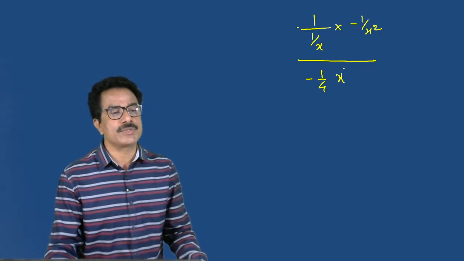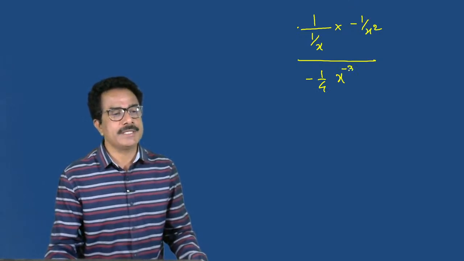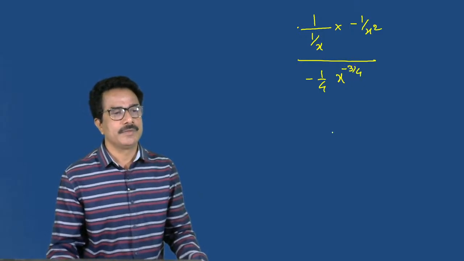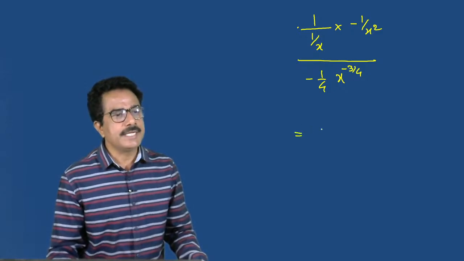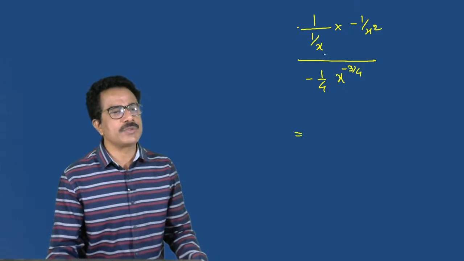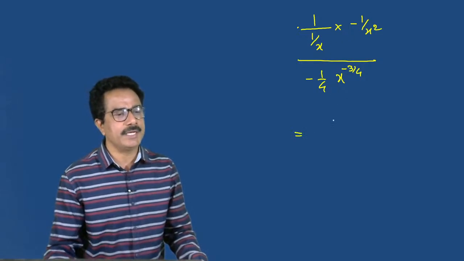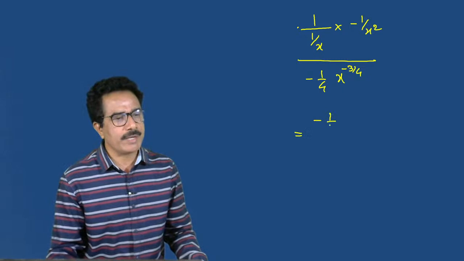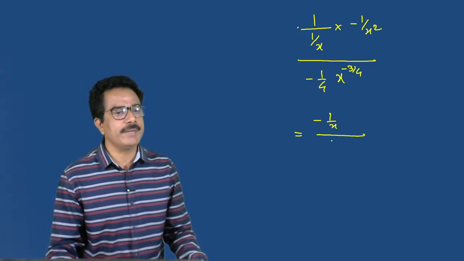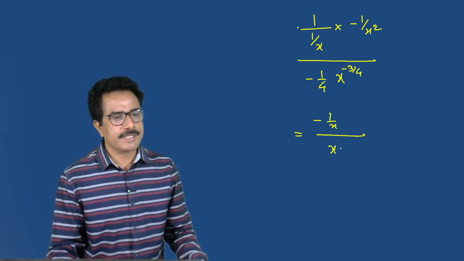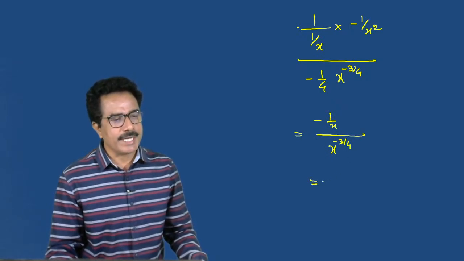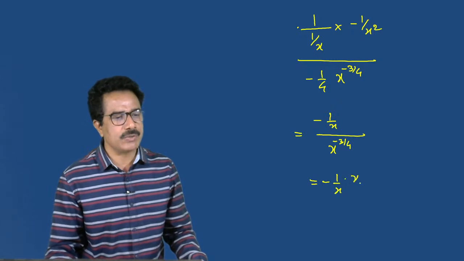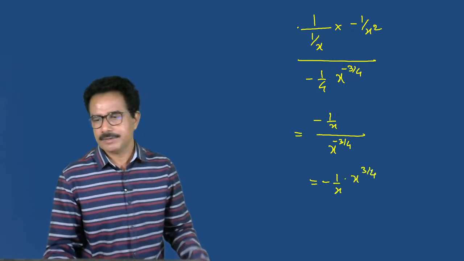The derivative of x raised to minus 1 by 4 is minus 1 by 4 x raised to 1 by 4 minus 1, which means minus 3 by 4. So we get the answer minus minus plus. That is, we can write 1 by x, 1 by x square. So minus 1 by x divided by x raised to minus 3 by 4. So we can write minus 1 by x into x raised to 3 by 4.